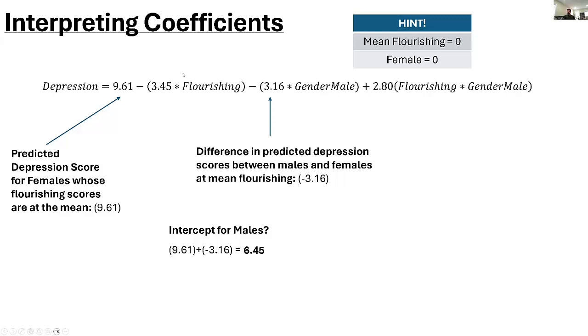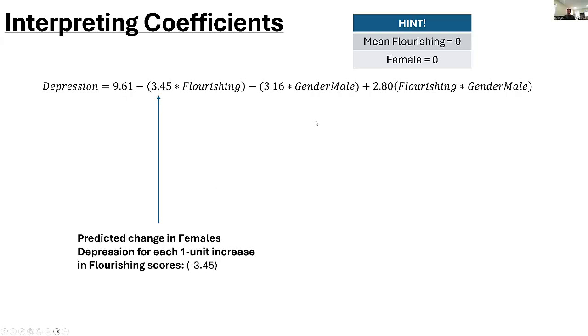So that's how you can use the intercept in the gender male category to obtain the intercept for males. Another way to do this, you could just run your analysis again and swap out the reference category, and you'll see these two coefficients change. Many of the coefficients will change, but the interpretation will be the same if you calculate it out.